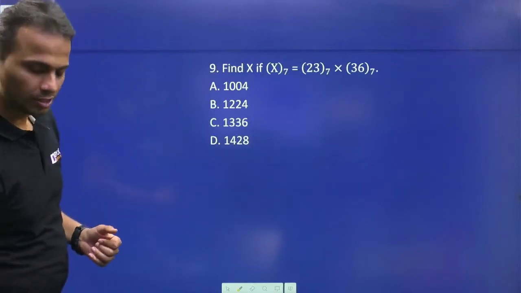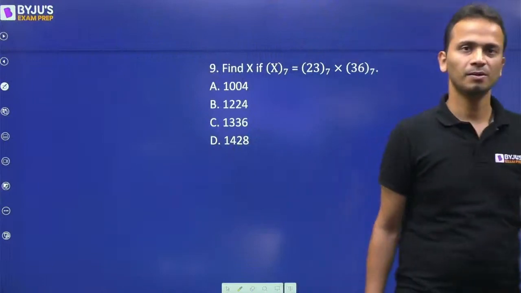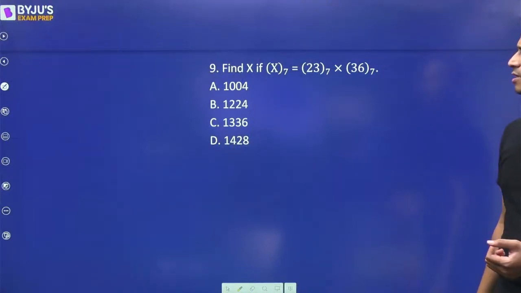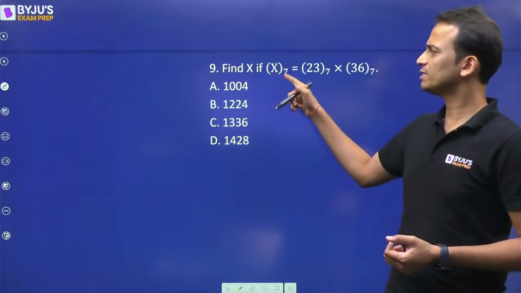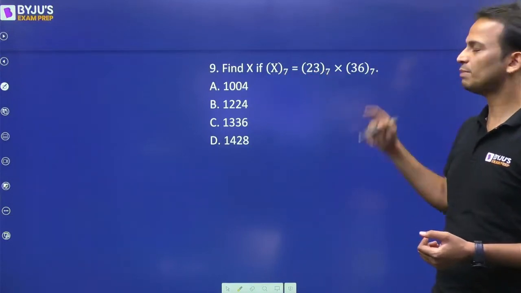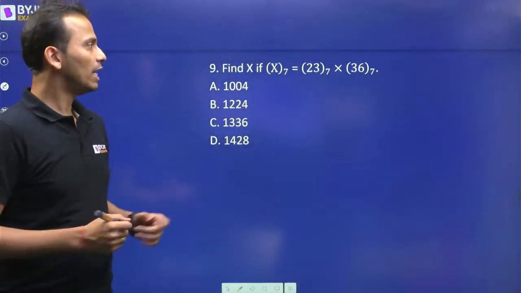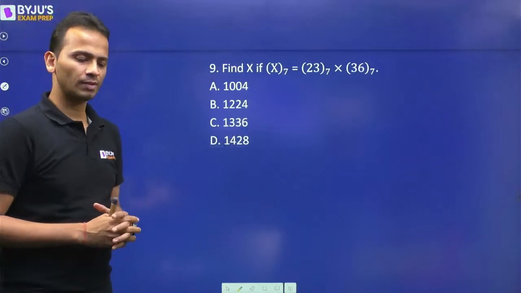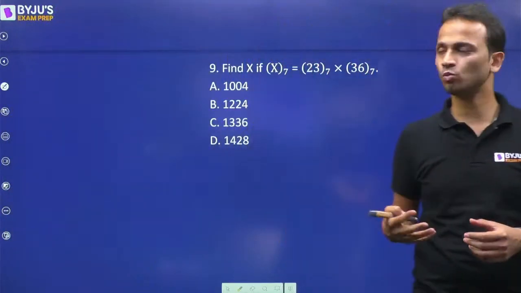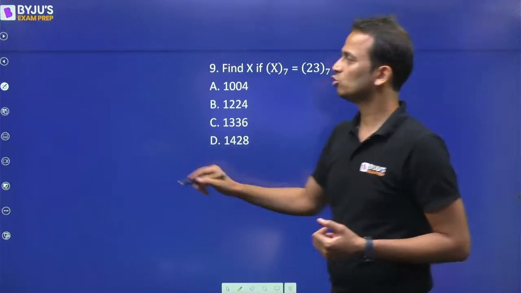Next question is the question of base systems. It's a base system question. There is a number written in base 7 which is equal to 23 in base 7 multiplied by 36 in base 7. So I have to find out the value of x. Now this question can be easily done by first of all converting the numbers on the right hand side in base 10.